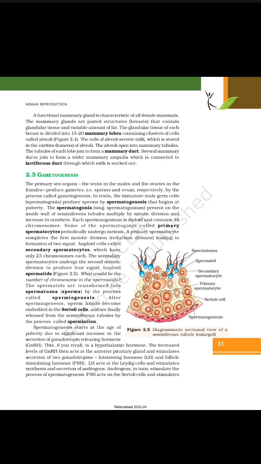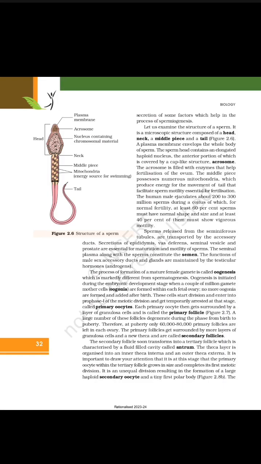Spermatogenesis starts at the age of puberty due to a significant increase in the secretion of gonadotropin releasing hormone, GnRH. This, if you recall, is the hypothalamic hormone. The increased level of GnRH then acts at the anterior pituitary gland and stimulates secretion of two gonadotropins, luteinizing hormone, LH, and follicle stimulating hormone, FSH. LH acts at the Leydig cells and stimulates synthesis and secretion of androgens. Androgens in turn stimulate the process of spermatogenesis. FSH acts on the Sertoli cells and stimulates secretion of some factors which help in the process of spermiogenesis.